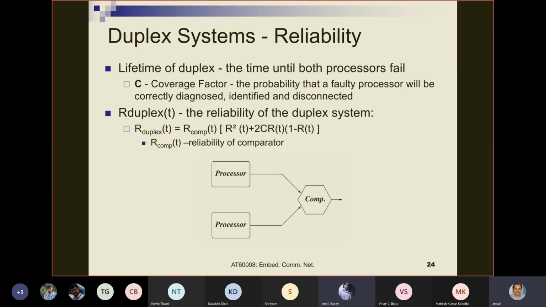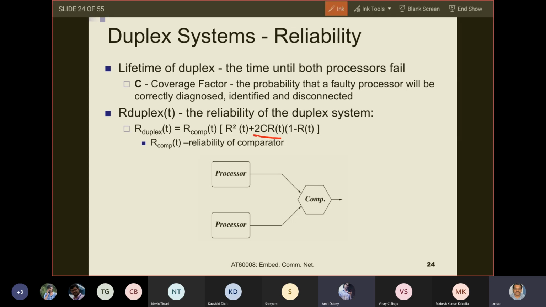Explain the second part a bit more. This 2CRT part. Sir, it is saying that one of the processors is faulty, and it is multiplied with C, that determines that the faulty processor is identified correctly. Why two? So 2C, because there are two processors. This is a duplex system. Either processor 1 is failing or processor 2 is failing. Yes, sir. Yes, fine.